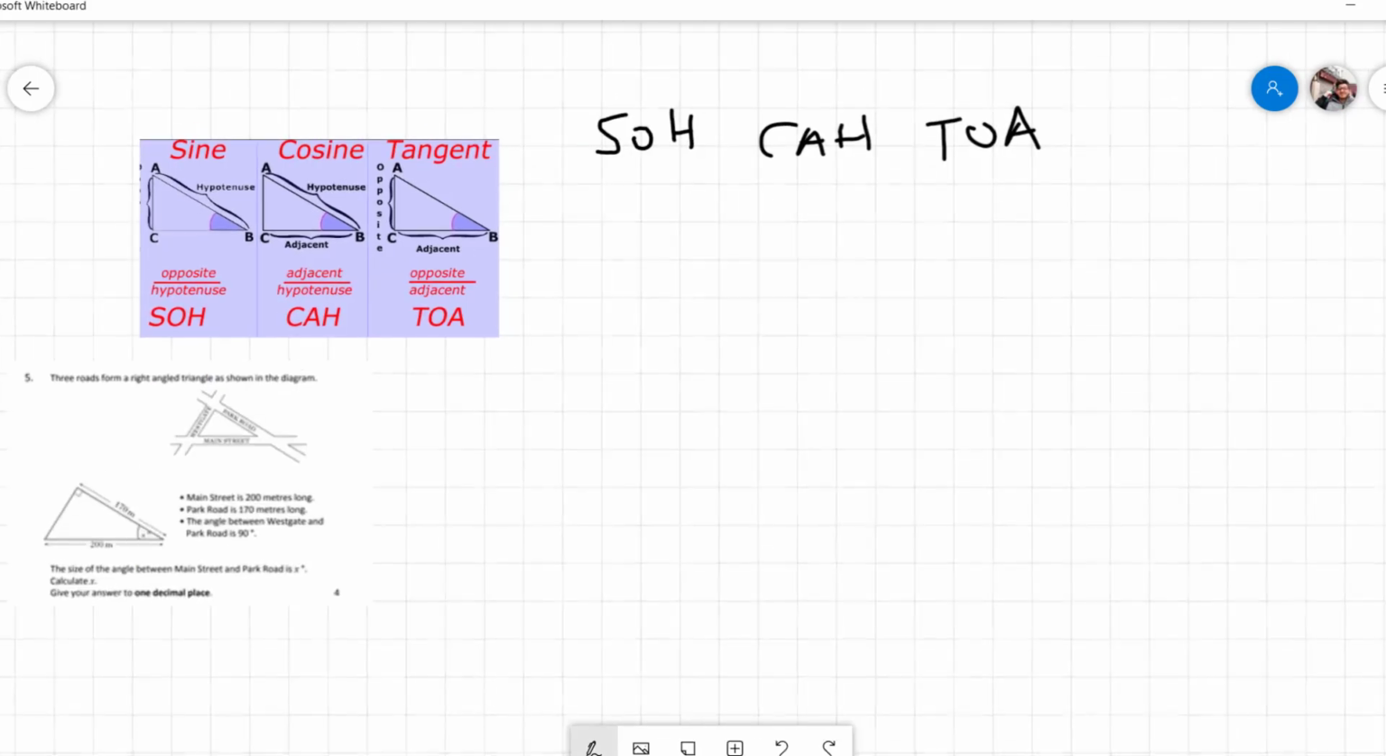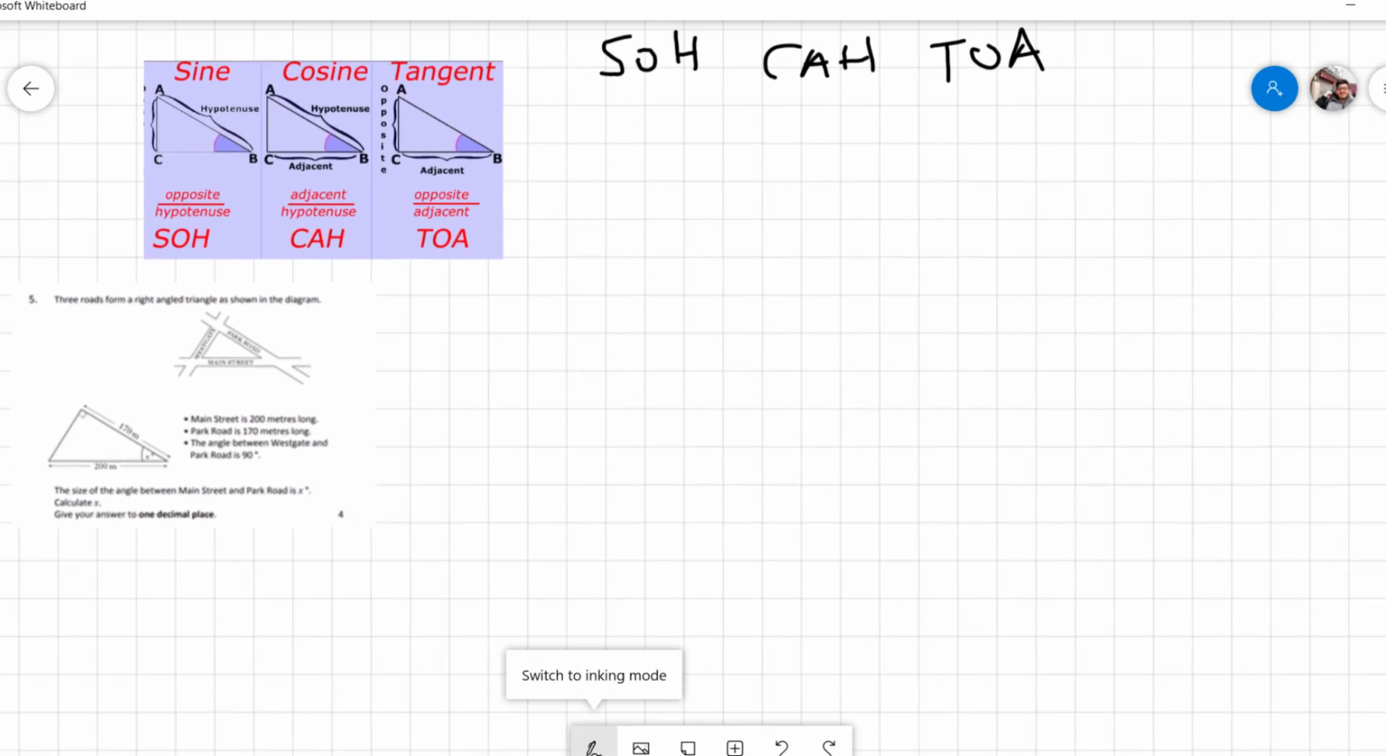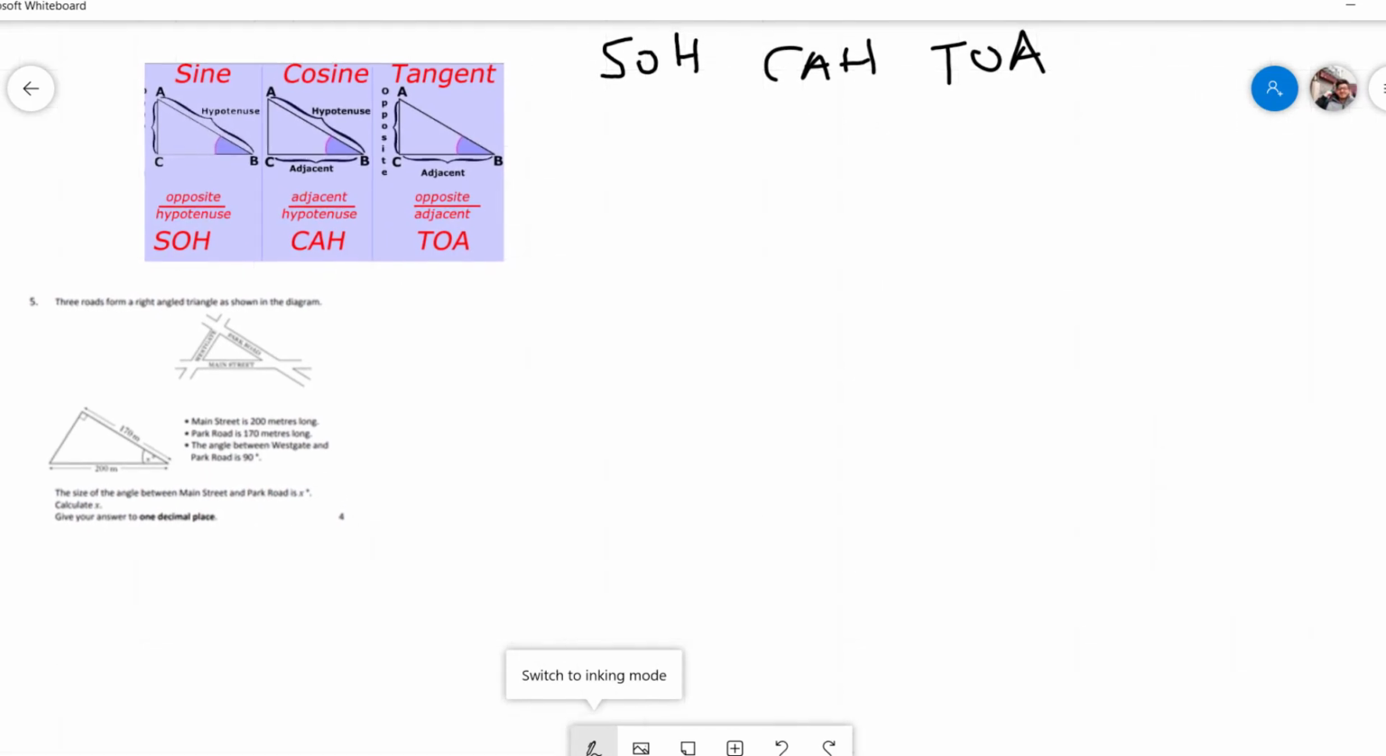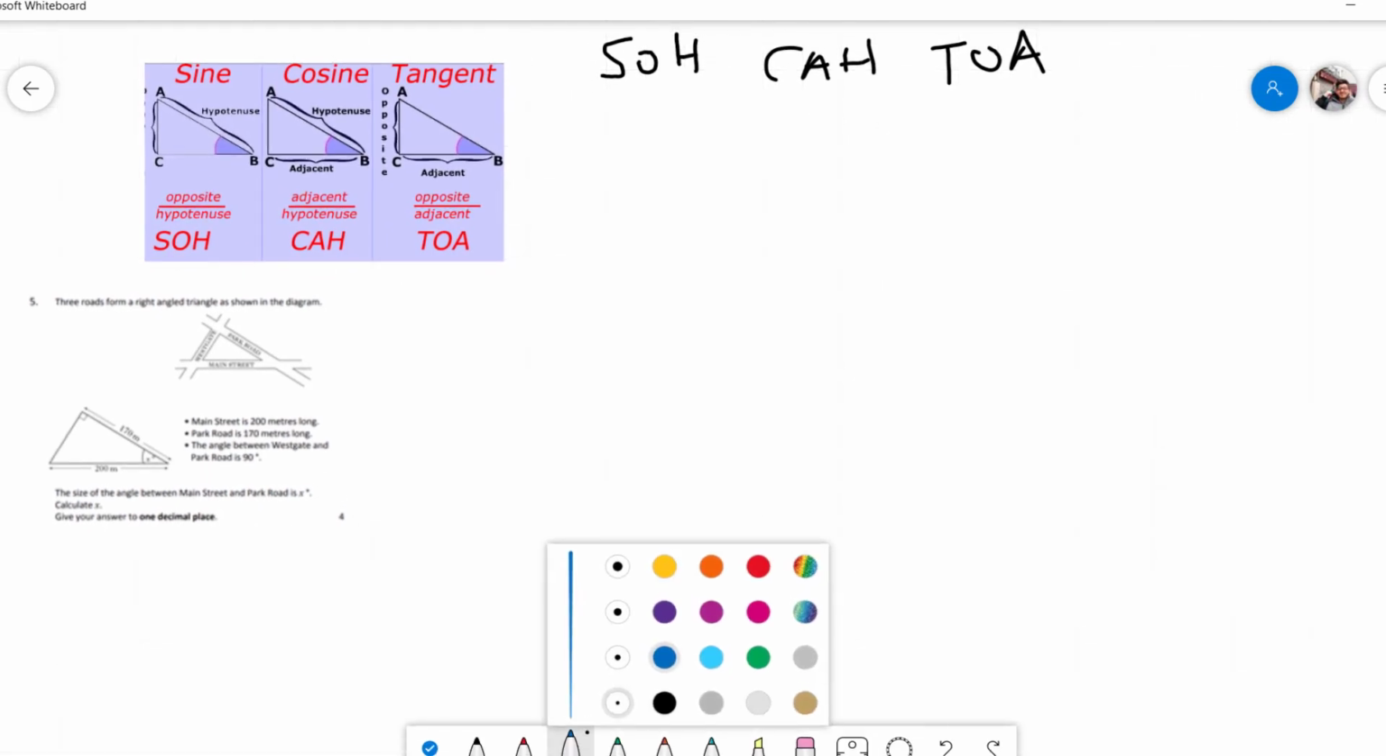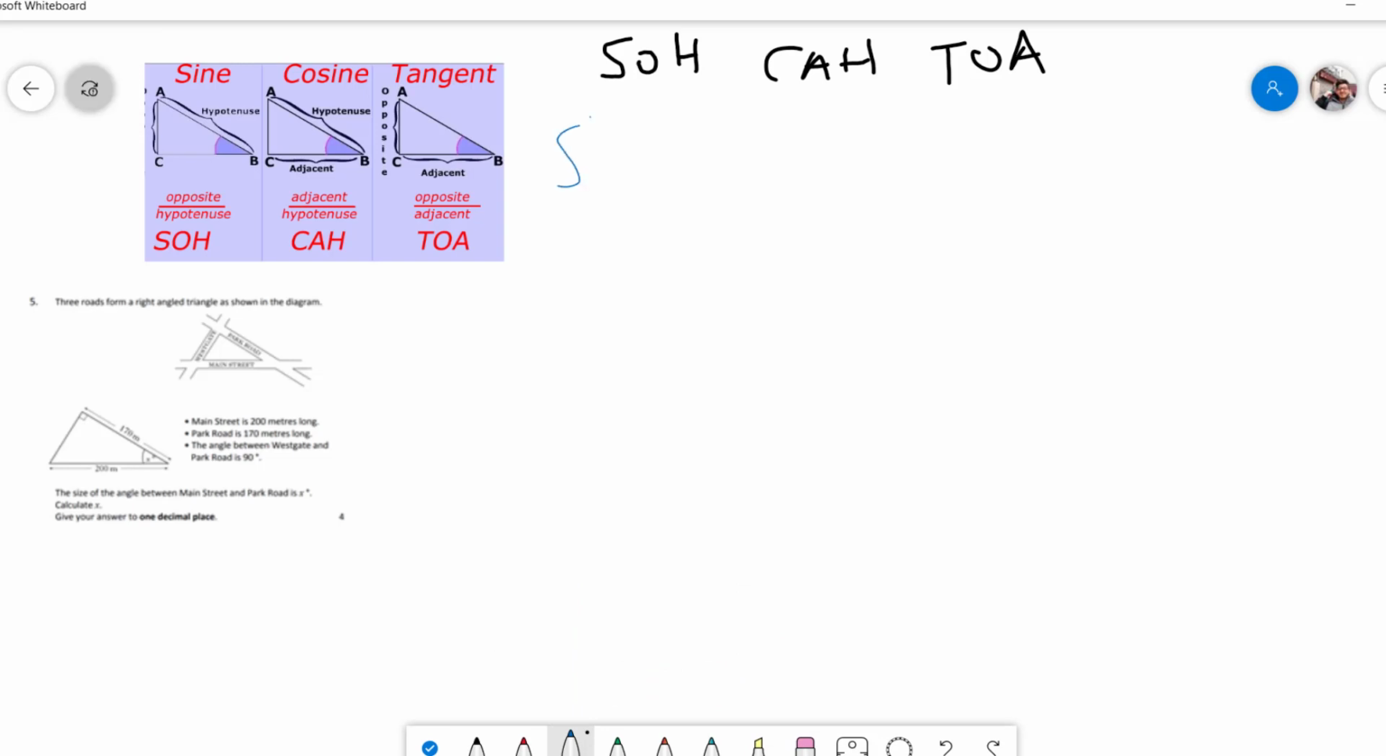Okay, on to question number 5. Question number 5. Okay, so 3 rows from a right angle triangle are shown in the diagram.